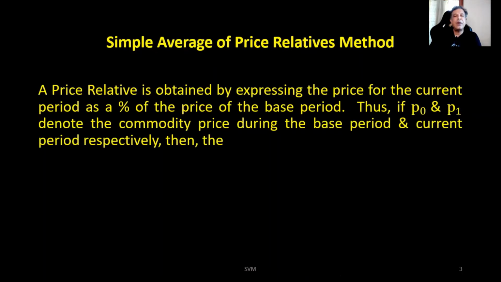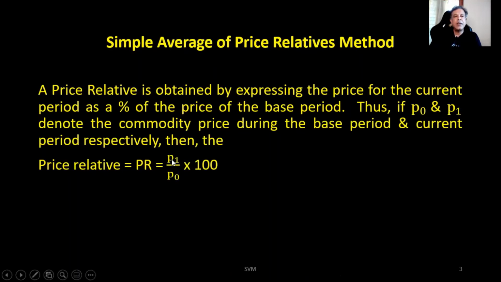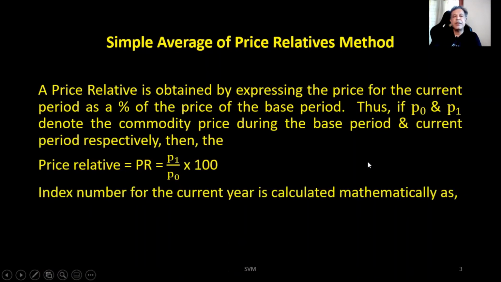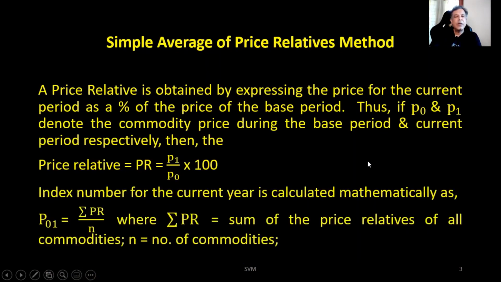Thus, if P0 and P1 denote the commodity price during the base period and current period respectively, then the price relative PR is P1 divided by P0 multiplied by 100. This P1 is nothing but the current year's price of a specific commodity, and P0 is the base year's price of the same commodity, and then you multiply by 100. The index number for the current year is calculated mathematically as summation PR divided by N, where N is the number of commodities. That means you add all the price relatives and then divide by the number of commodities to get the current year's index number.